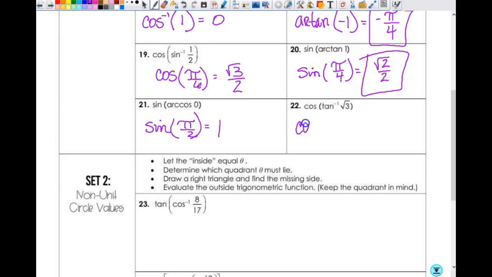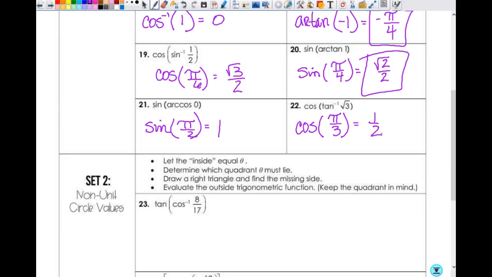So cosine of the tangent inverse of the square root of 3. So what's the tangent inverse of the square root of 3? Pi thirds. Good. And then cosine of pi thirds is 1/2. Good. But pay attention when you are doing these, when they match, whether it's an angle or a ratio, so you don't fall into a trap.